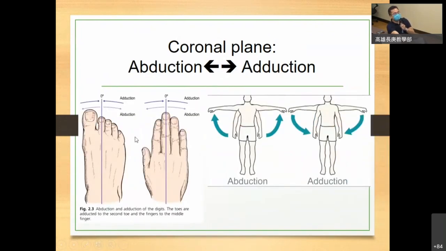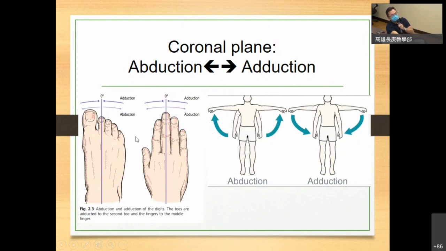Another is coronal plane motion, and we use the two terms abduction and adduction. Like this, on the left-hand side is the foot, then the hand. For the foot, we use the second toe as the center. If the motion is close to the center, we use the term adduction. If the motion leaves the center, it means abduction. It's also the same in the hand. If we use the third finger as the center, and the other fingers move away from the center, it means abduction. If the motion is close to the center, it means adduction.